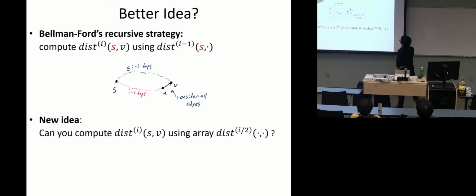So how do we come up with a better idea? You see, in the previous algorithm, the recursive idea that we had is that we want to compute i-hop bounded distance using some information from (i-1)-hop bounded distance. The question that I want to ask you is, can you compute i-hop bounded distance using just i/2 bounded hop distance?